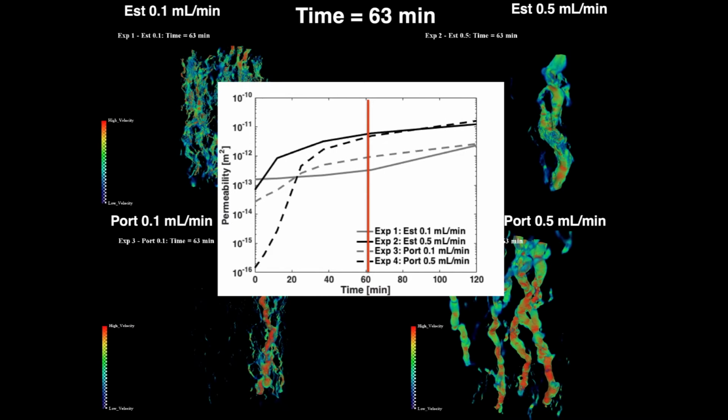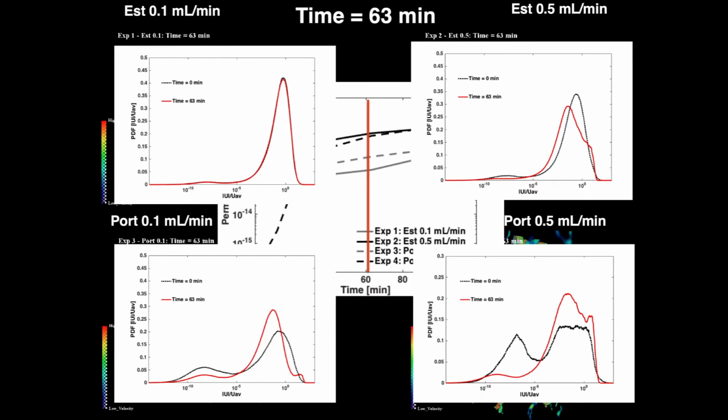Furthermore, when we look at the PDFs of velocity, we see that the velocity distributions are almost identical to the initial for experiment 1. However, in experiments 2 to 4, we see that the advection has become dominant and that many of the stagnant regions have disappeared.